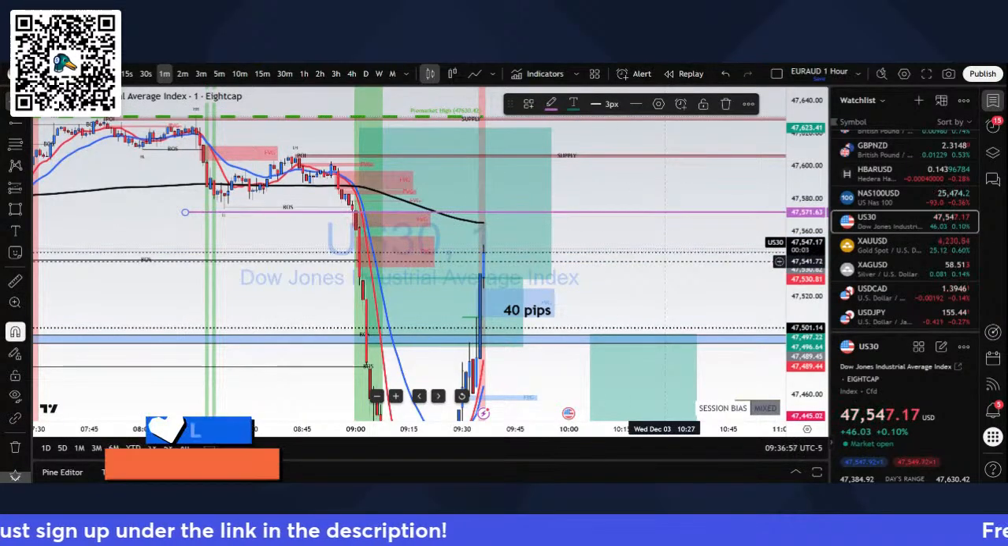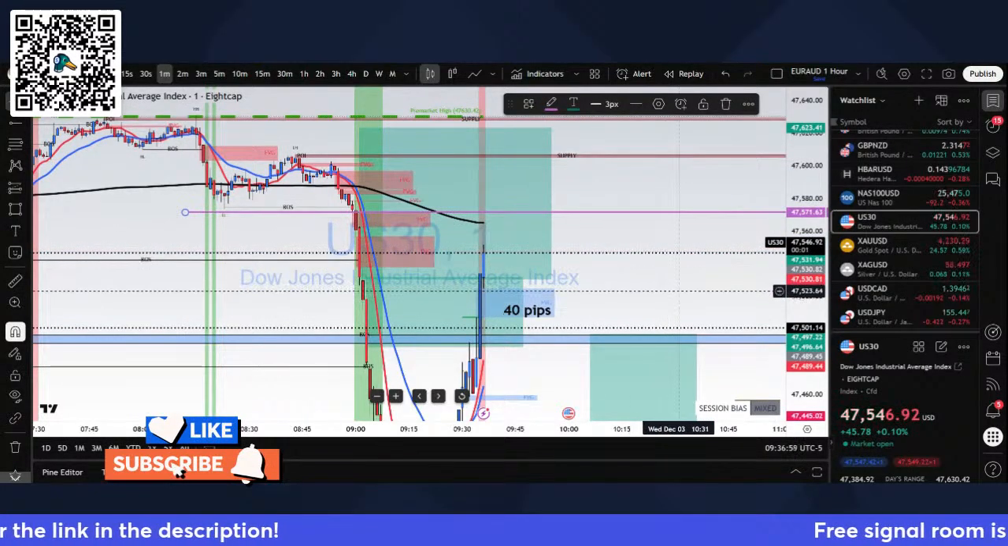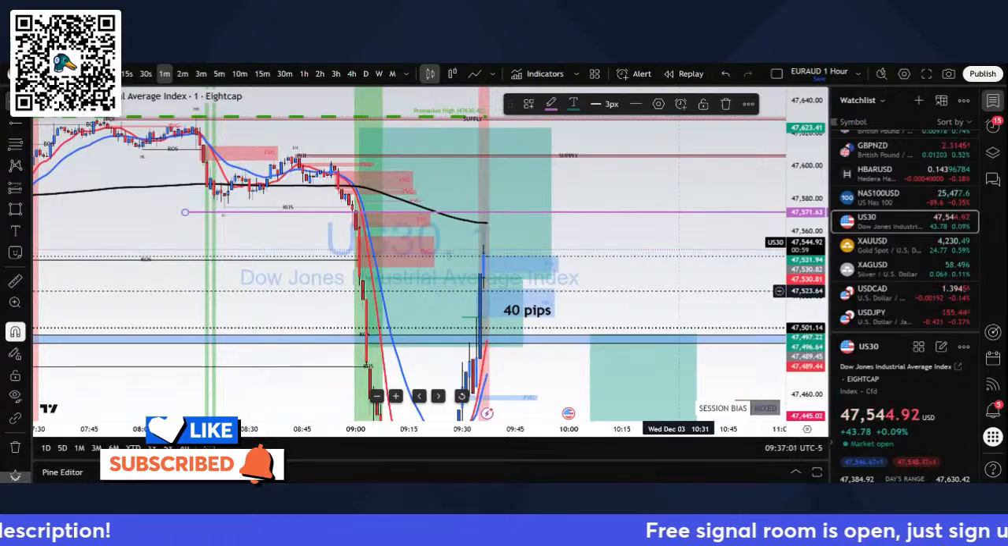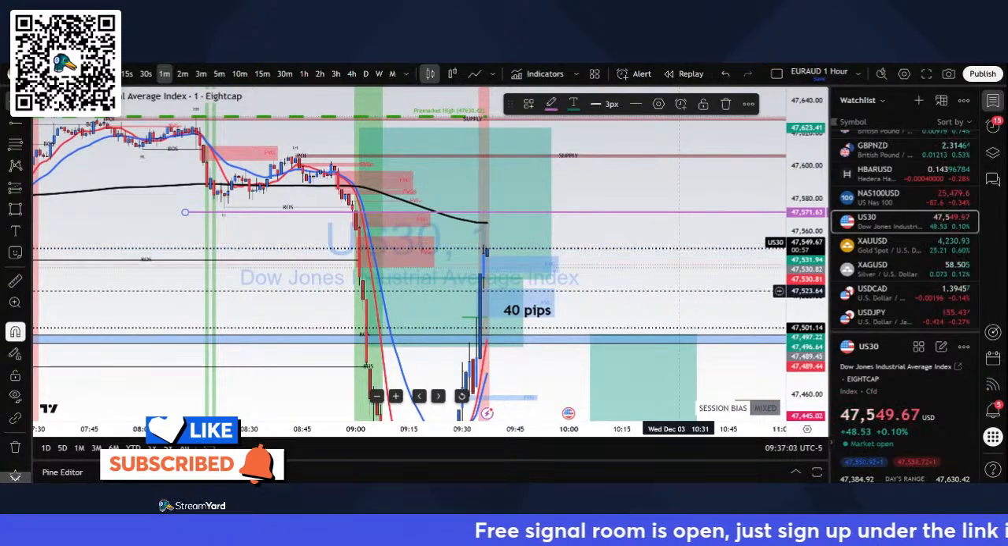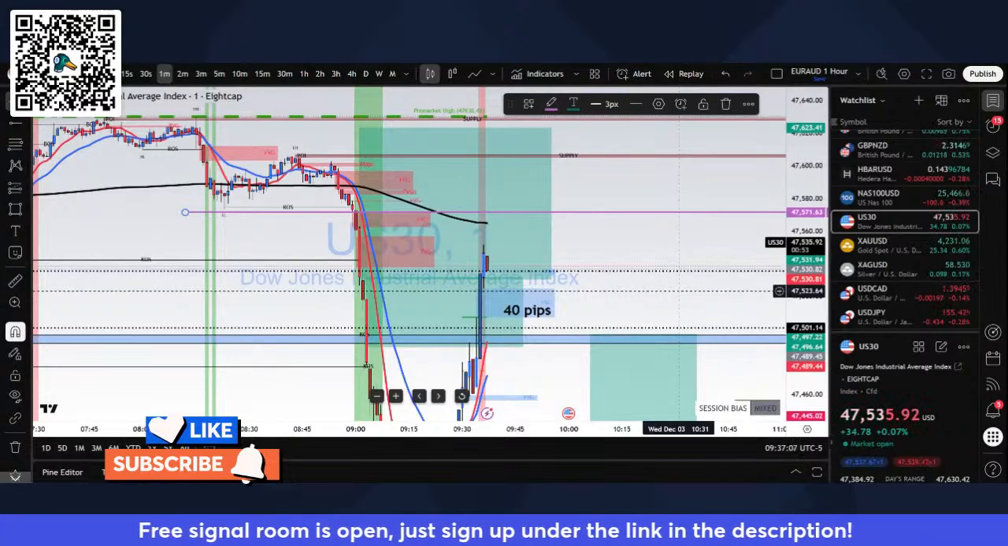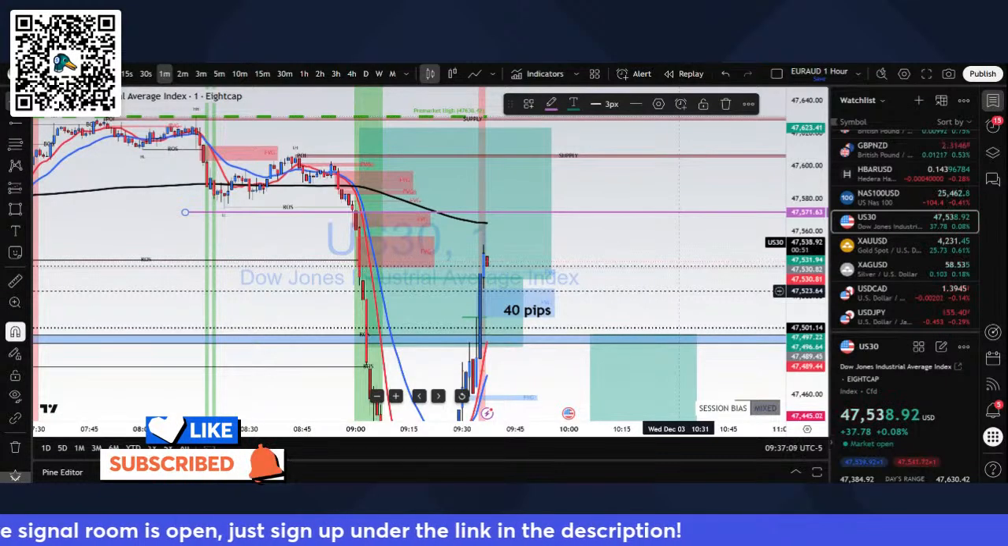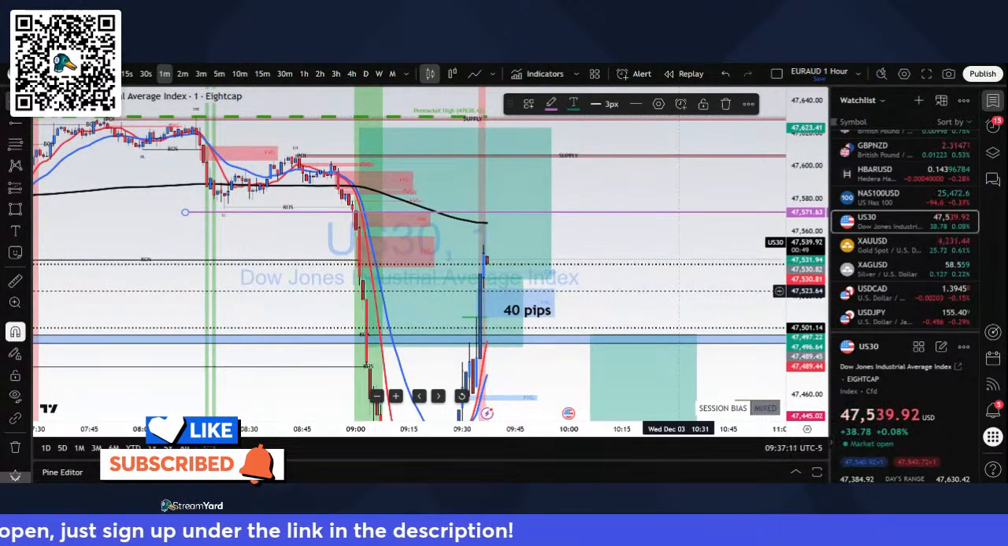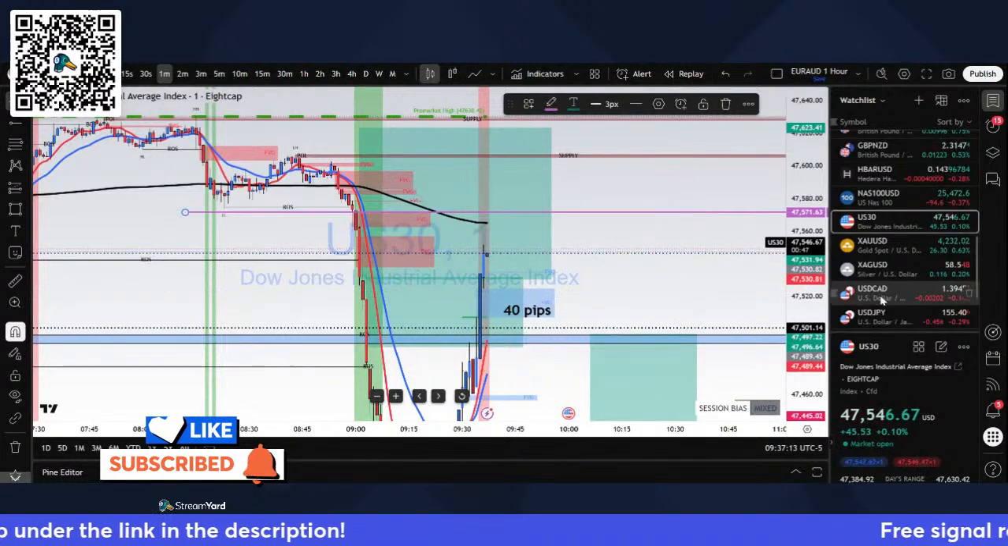Guys, when it gets there, I'm taking half, and then I'm going to put a stop loss in profit. So that'll be 60 in the bank with 20 on the table. I'll make it a little bigger so you can see.